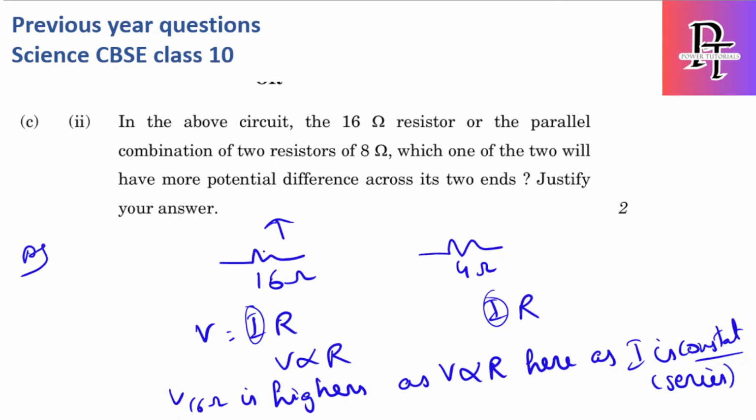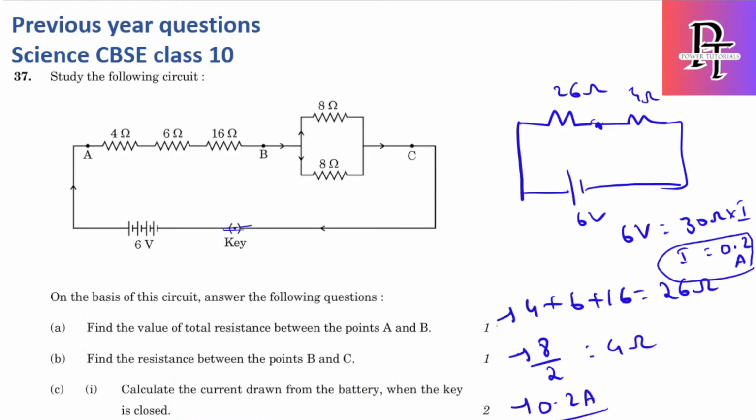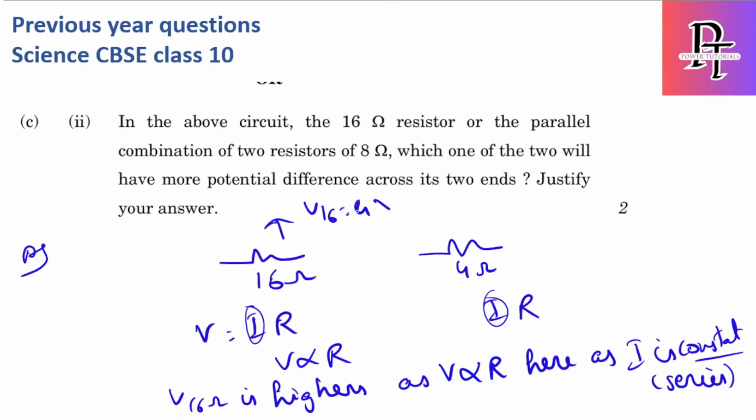If they ask for the values, V across 16 ohms is equal to current times 16. What is the current we got? Current is 0.2 ampere. So 0.2 into 16 is 3.2 volts, and here it is 4 into 0.2, which is 0.8 volts. So which is higher? 3.2 volts is higher. So the voltage across 16 ohms is higher. Okay, next one.